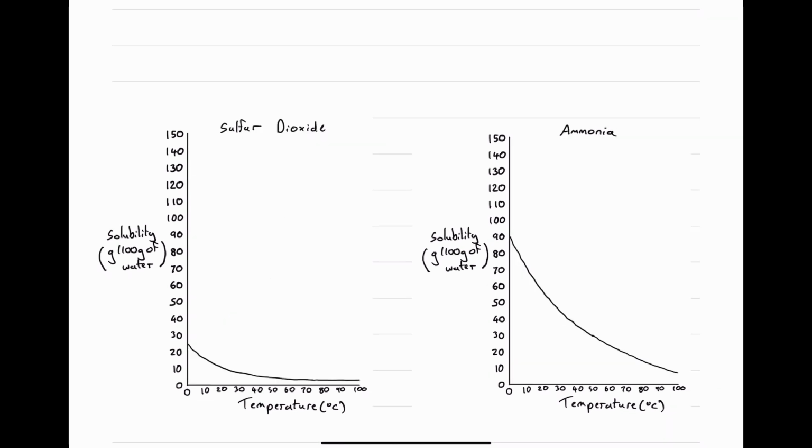If we look at the solubility curves of sulfur dioxide and ammonia, we can see that as the temperature increases, the solubility actually decreases. This is because the solubility of gases decreases as the temperature increases.